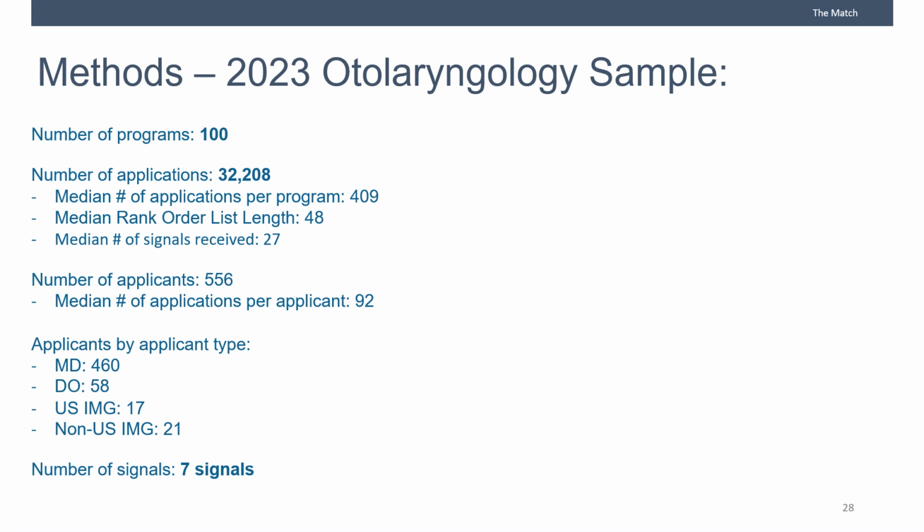Among this sample, we also see drastically fewer applications being submitted. 32,000 applications were submitted, resulting in programs receiving a median of 409 applications, which is a third of the 1,200 applications that were received by programs in general surgery. The median program roll length was 48, which is nearly half of GenSurg. And for ODO, applicants received 7 signals in 2023, and the number of signals in 2022 was slightly lower, at 4, but this difference did not affect modeling.